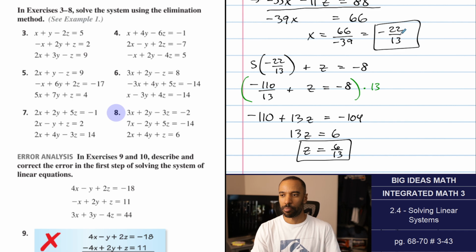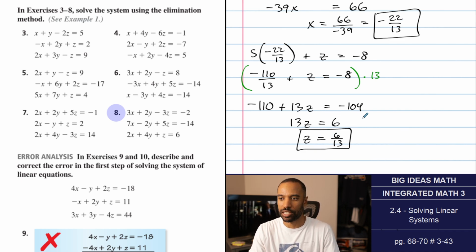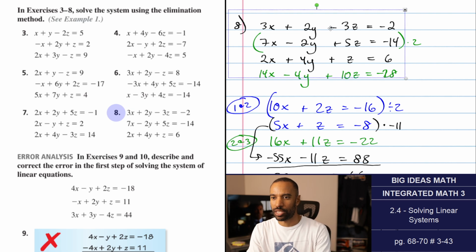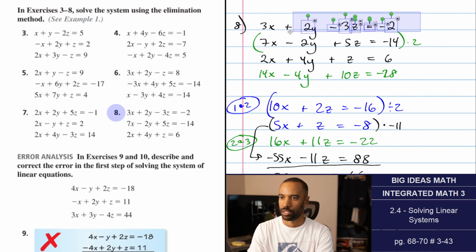Now that I have these, both 13ths, negative 22/13 and 6/13, let's use those to solve for y. I think I have to copy and paste an equation that's up here. Which y is best? None. Let's just take the top one.